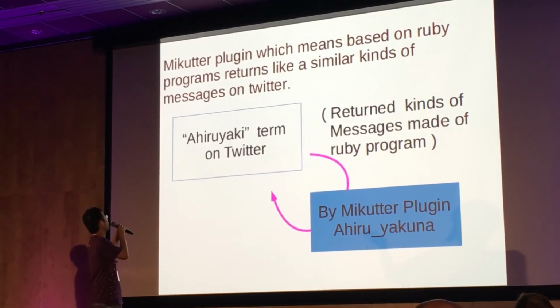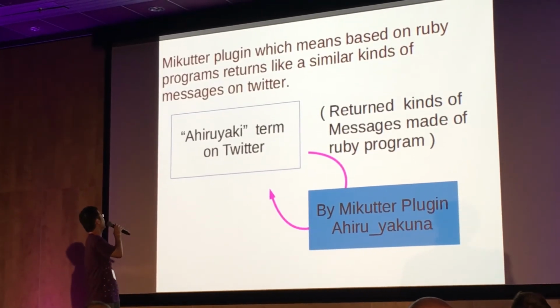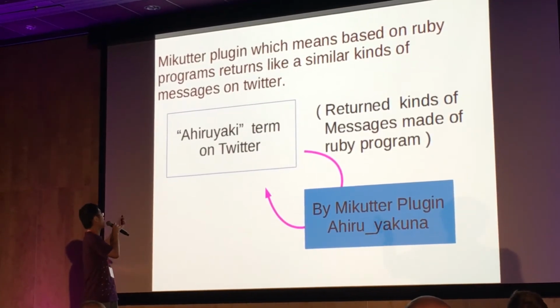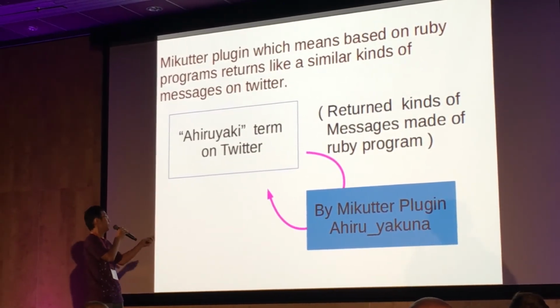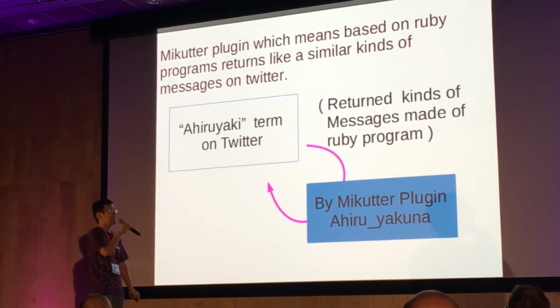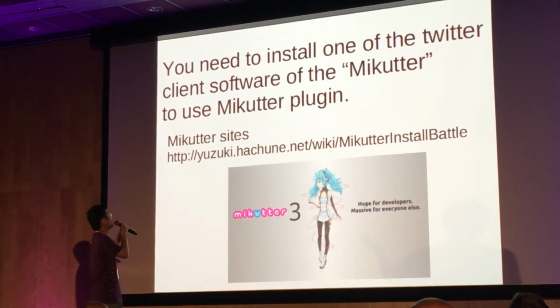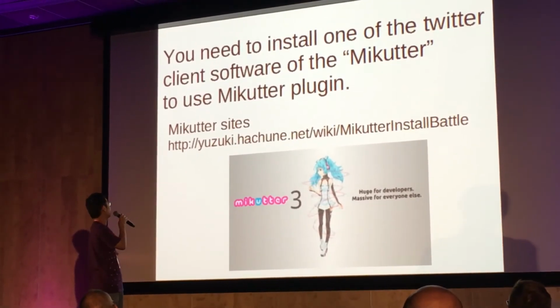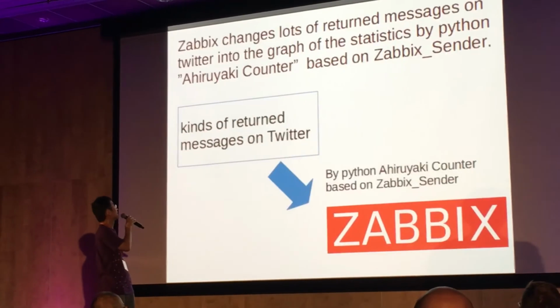First of all, the Liquid plugin, which is based on a Ruby program, returns a similar kind of message from Twitter. So the term on Twitter returns a kind of message made by the Ruby program. But you could plug in Hiruyakuna. And you need to install the Twitter client software Nikuta to use the Nikuta plugin. Okay? The Nikuta site looks like this.